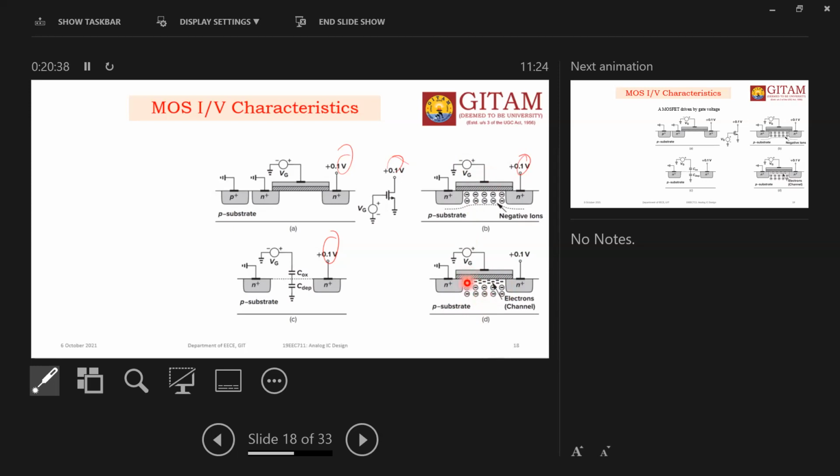Then a channel is forming like this. Whenever the channel is formed, with the potential of the drain, the carriers can be transmitted from the source to drain. Until the channel is formed, there is no use of the drain potential. Once the channel is established, the carriers will flow from source to drain only with the drain potential. Once the channel is formed, the role of the gate potential is over. Now everything is with the help of the drain potential. So this is the third one.